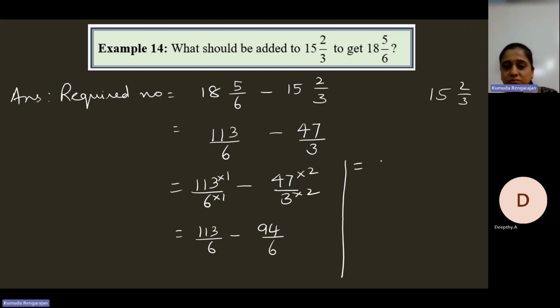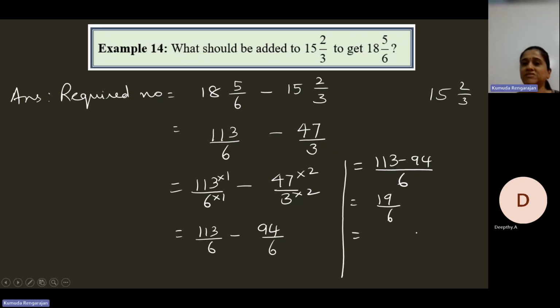Continuing here. Subtract the numerators by 6. So what's the difference? 18? Is it 18? It's 19. 19 by 6. Yeah, put this in the mixed form.